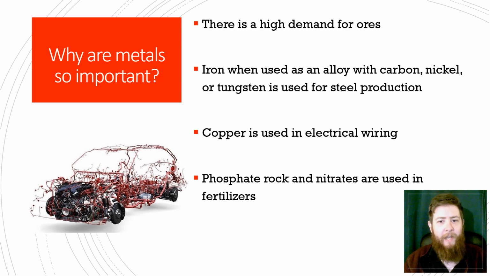Things like phosphate and nitrate we use for fertilizers so that we can continue to grow lots of plants, so that we can continue to feed our growing population. So metals are pretty important.